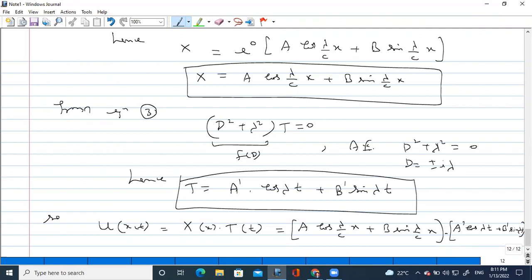Now because here a, b, a dash, b dash, 4 constants are there, to get the values of the 4 constants we need 4 boundary conditions. Sometimes they can give only 2. Then our answer will have 2 constants remaining.